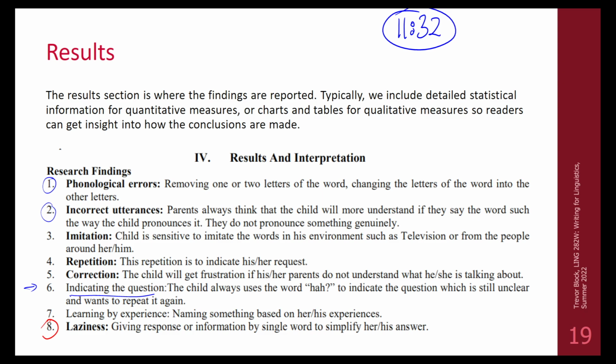And then number 8. This is incredible. And this was pointed out by students before I even got to it. Number 8. The child gives response or information by single words to simplify her or his answer. First of all, if the kid is between ages 1 and 3, this is pretty expected because the kid is young. They're still in the 1 word or 2 word stage, most likely.